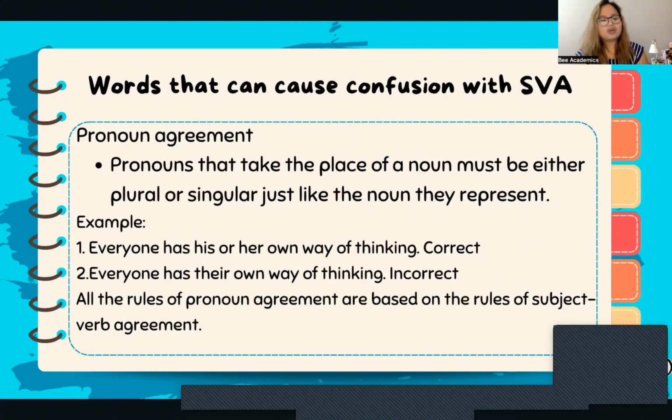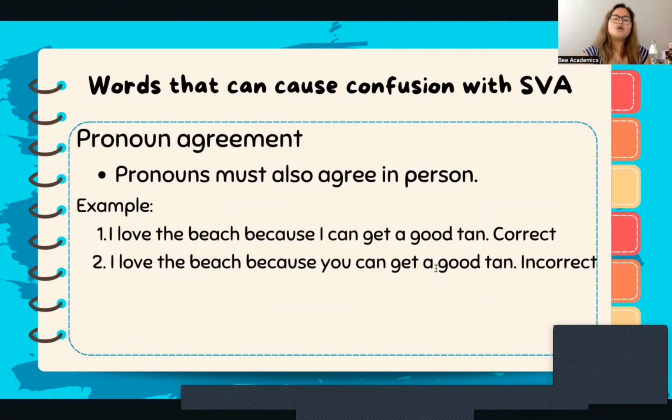All the rules of pronoun agreement are based on the rules of subject-verb agreement. You do not change the number of your noun just because you change the noun to a pronoun. That's basically what this rule is all about. Pronouns must also agree in person. For example, I love the beach because I can get a good tan. That's correct.